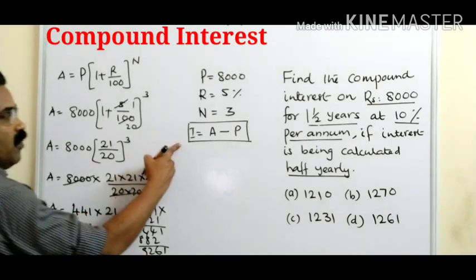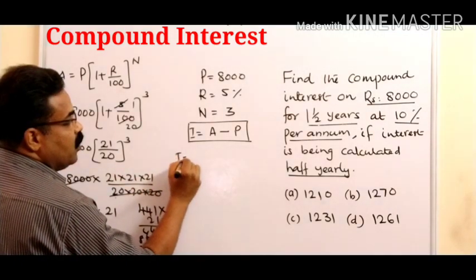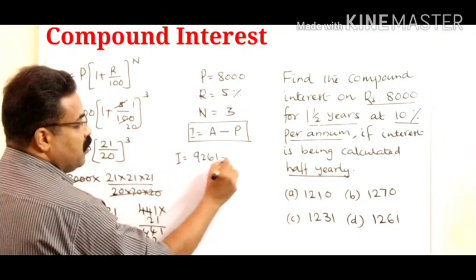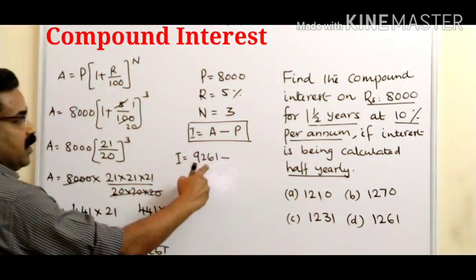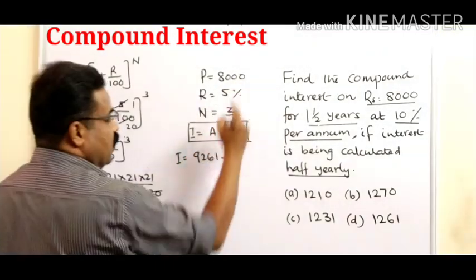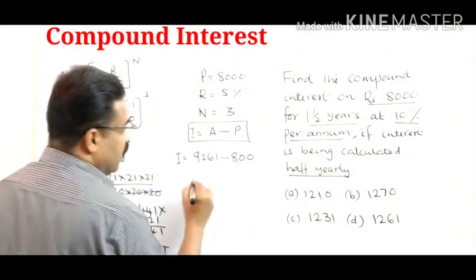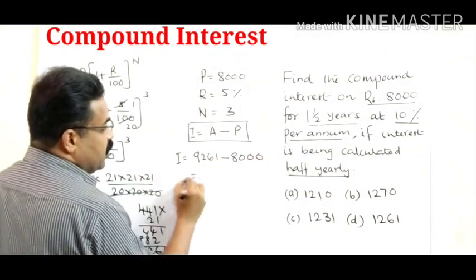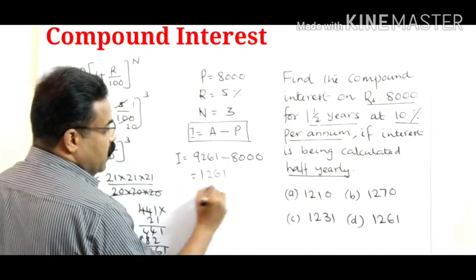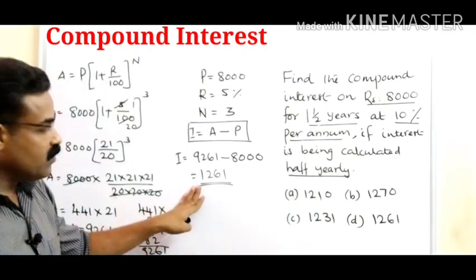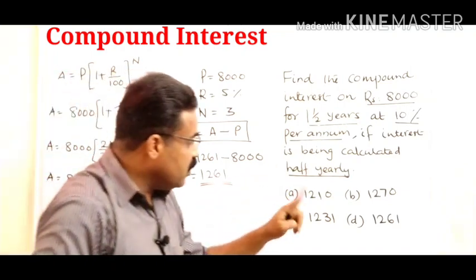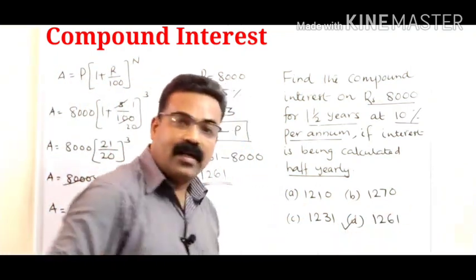But we want what? We want interest. So interest I is equal to amount 9261 minus P. P is how much? 8,000. So 8,000 we have removed. So it will become I is equal to 1261. That is the interest. So 1261 is our correct answer. So option D. Option D is our correct option.